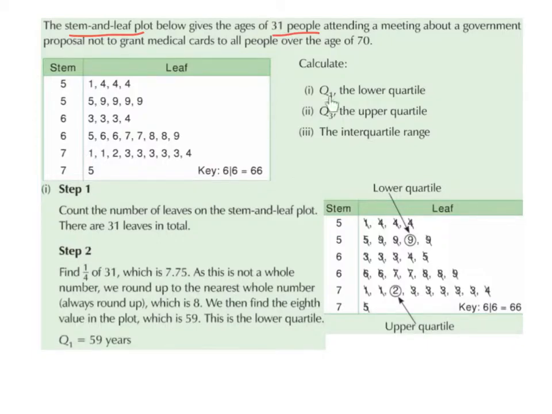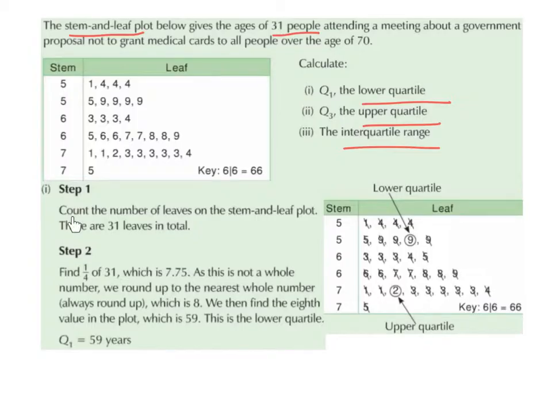We need to calculate Q1, the lower quartile, Q3, the upper quartile, and the interquartile range. The interquartile range is very easy. We just take one from the other. We just take the lower quartile from the upper quartile. Okay, so let's start off by finding Q1, the lower quartile.